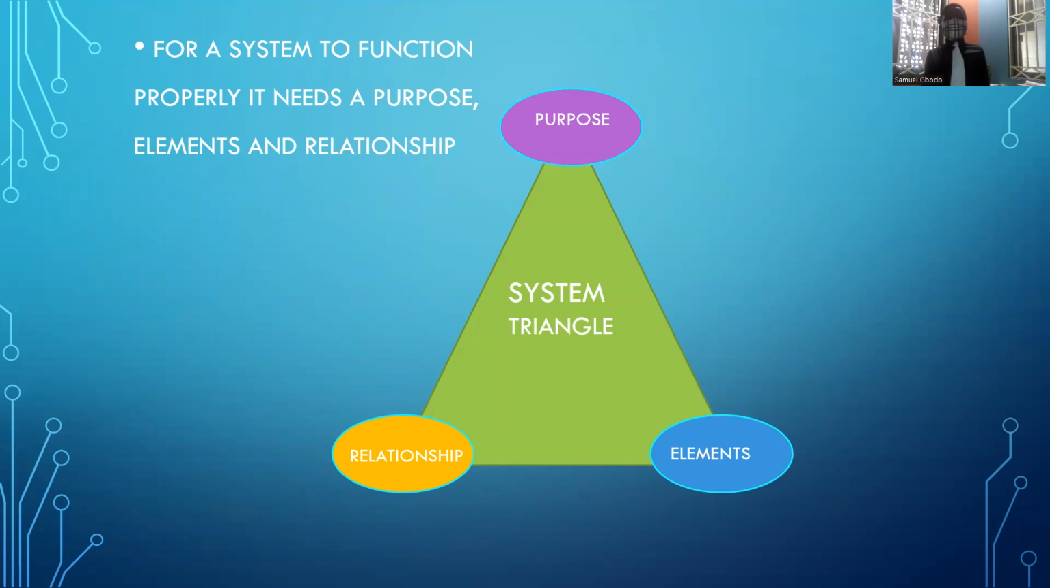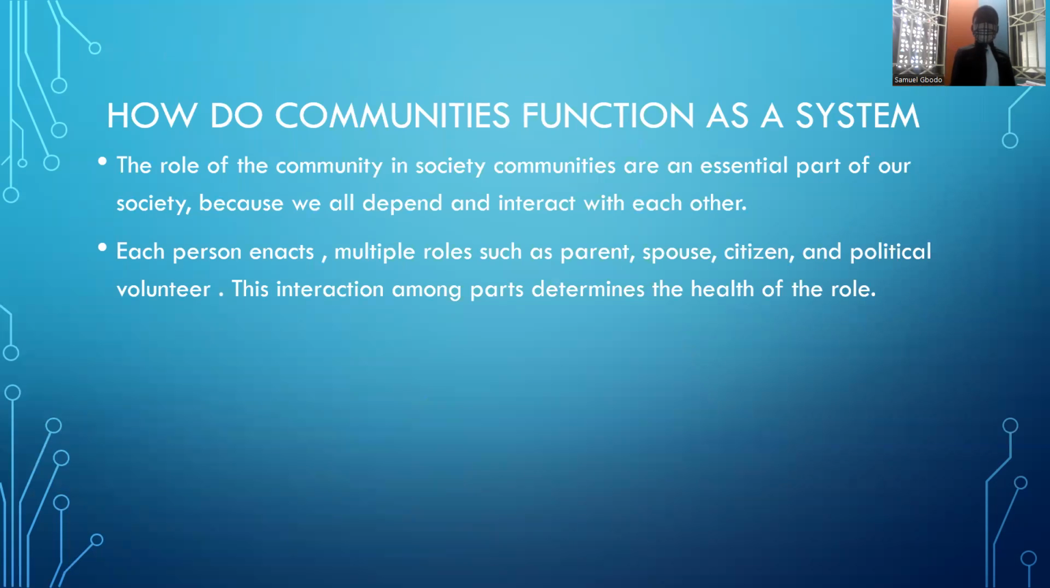For a system to function properly, it needs a purpose, elements, and relationship, as is shown in the diagram here. You need purpose, relationship, and elements to form a system. Without one of these things, we can't call it a system. How do communities function as a system?